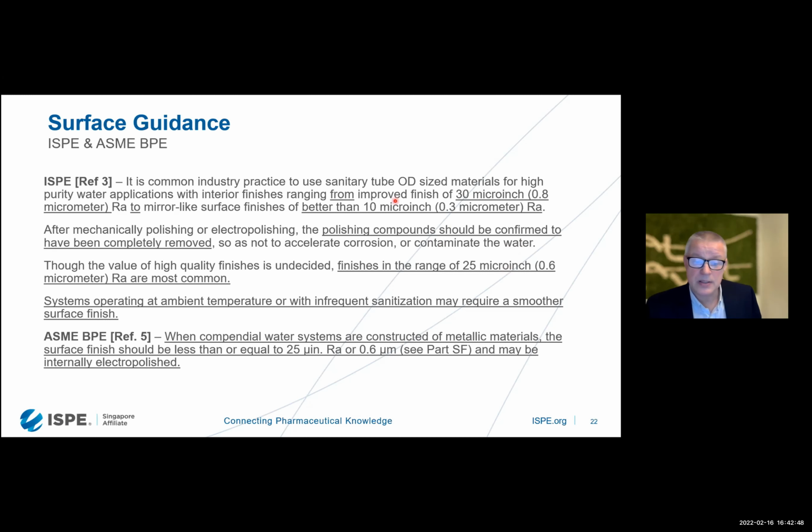ASME BPE talks more about the same, I would say, but they also say Ra 0.6 is good to aim for. And it doesn't matter if they are mechanically polished or internally electropolished. But concerning rouging, I think it could be an idea to look for the electropolishing.